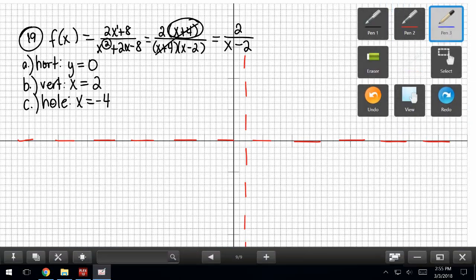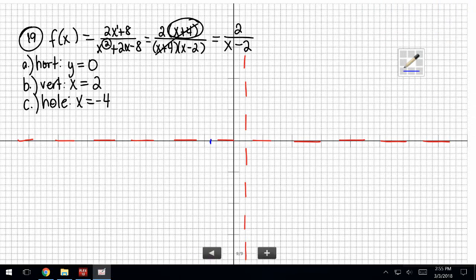So let me do a different color. 1, 2, 3. Right here. Don't make a mark or anything like that, but I'm just showing you whatever that graph crosses this line. Don't draw this line, but I'm just drawing it for visual. Wherever that graph crosses anywhere on this line, that's where the hole is going to be. So if it's way down here, it's going to be a hole here. If it's right here, it's going to be a hole there. If it's way up here, it's going to be a hole there, okay? So we're just going to have to wait and see where it crosses.